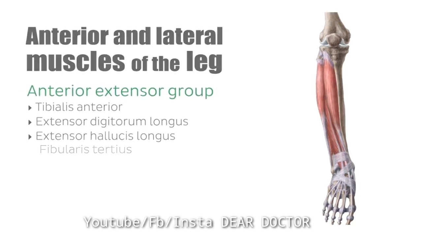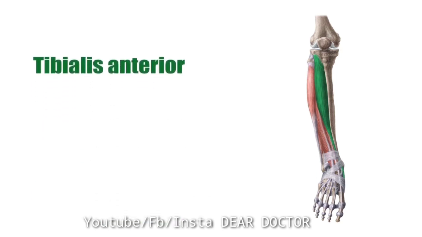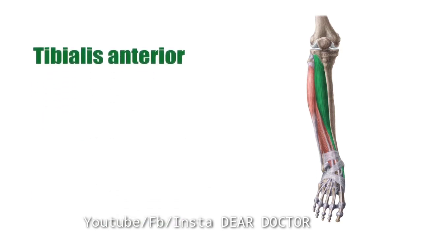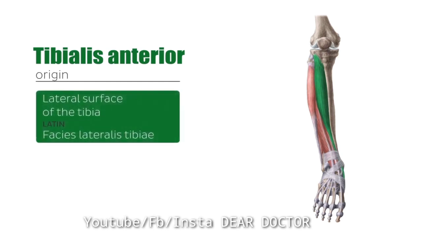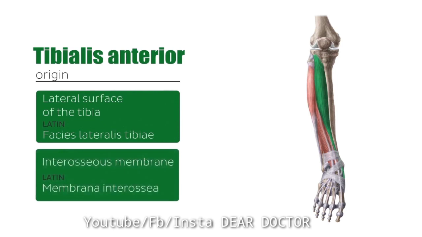Starting with the very first one on our list, we're going to talk first about the anterior extensor group, and the first muscle seen here highlighted in green, and yes, this is the tibialis anterior. The tibialis anterior has two origins that you need to remember. The first one is the lateral surface of the tibia, as you can clearly see on this image. The other one is found a little bit more posteriorly and is known as the interosseous membrane, which is found between the tibia and the fibula and also serves as an origin point for the tibialis anterior.